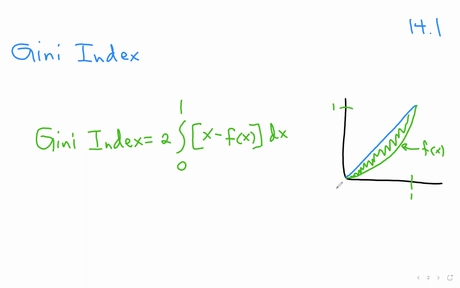It's multiplied by 2 in order to make it on a scale from 0 to 1, because if you had just the triangle down below, that would just give you an area of 1/2. So the 2 just normalizes it.